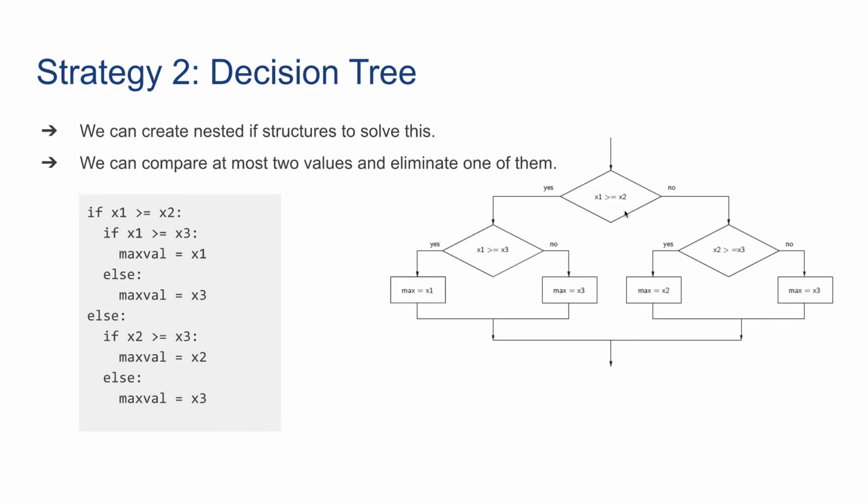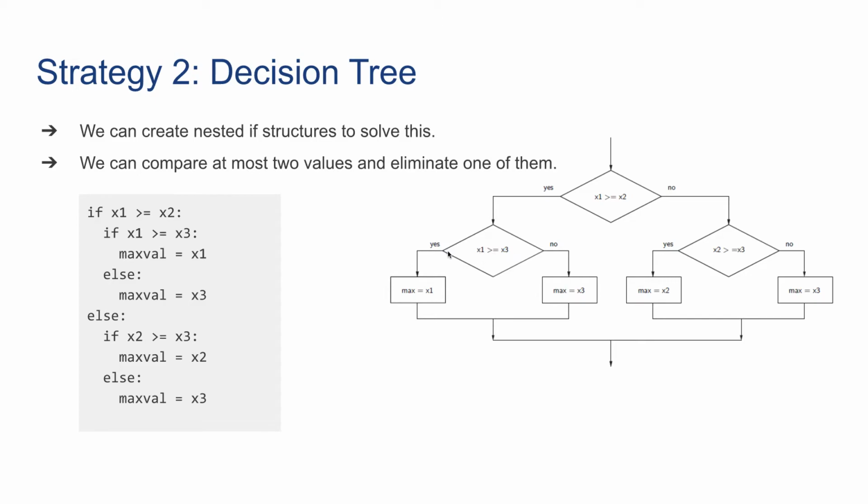So here was our decision structure. First we compare x1 against x2. If the answer is yes, we went through what if x1 and x3. If not, we went through what if x2 versus x3. And then each branch has its own decision tree here.